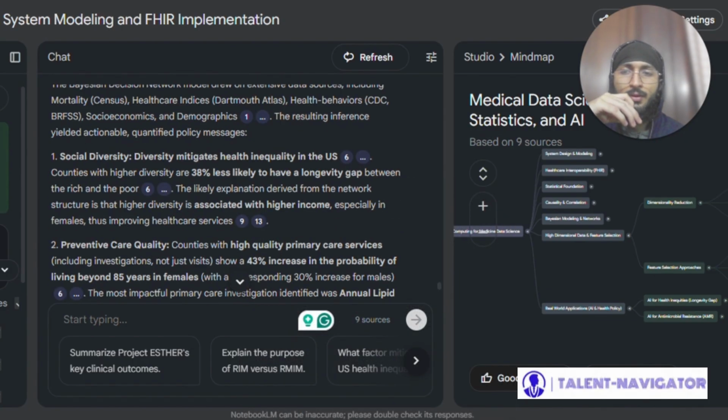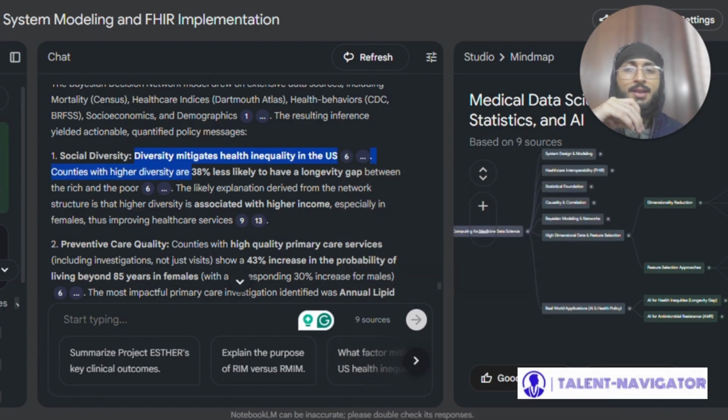Right. Social diversity basically mitigates health inequality in the US. Counties with higher diversity are 38% less likely to have a longevity gap between the rich and the poor. The likely explanation derived from the network structure is that higher diversity is associated with higher income, especially in females, thus improving healthcare services.